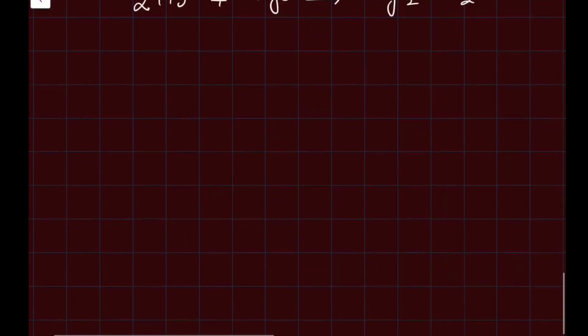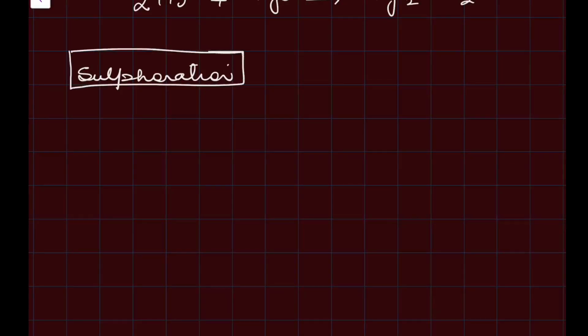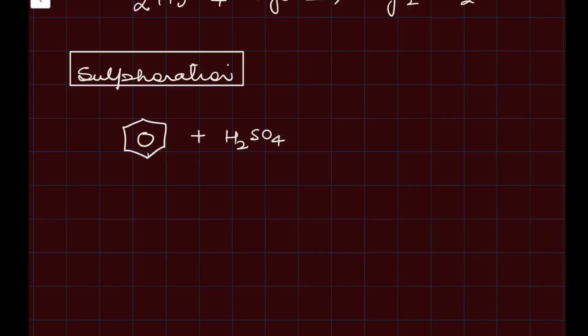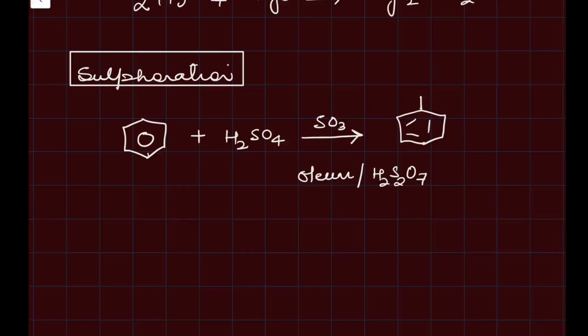This is halogenation, and let's do sulfonation. Sulfonation is done in presence of sulfuric acid, very high temperature, fuming sulfuric acid, and we take SO3. Sometimes we call it oleum, or you will see H2S2O7 written on the arrow. So this will give you benzene sulfonic acid, and you get water.